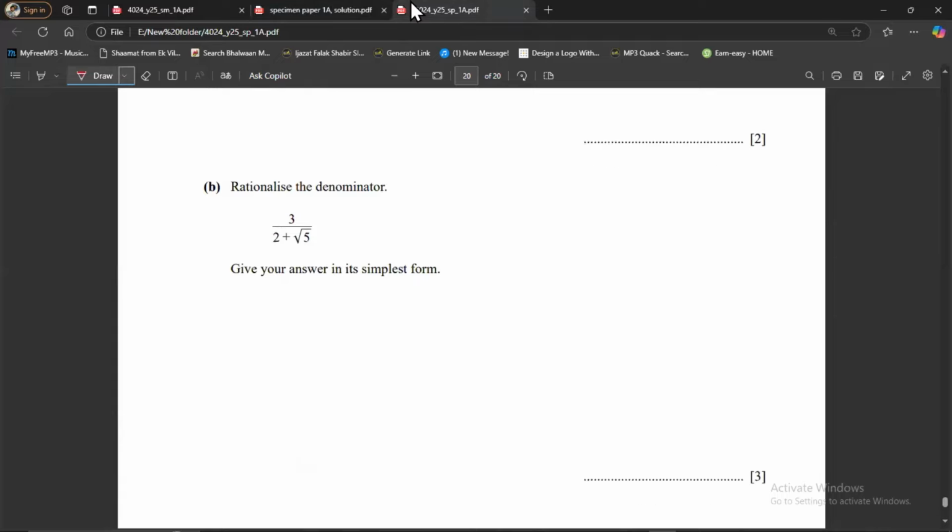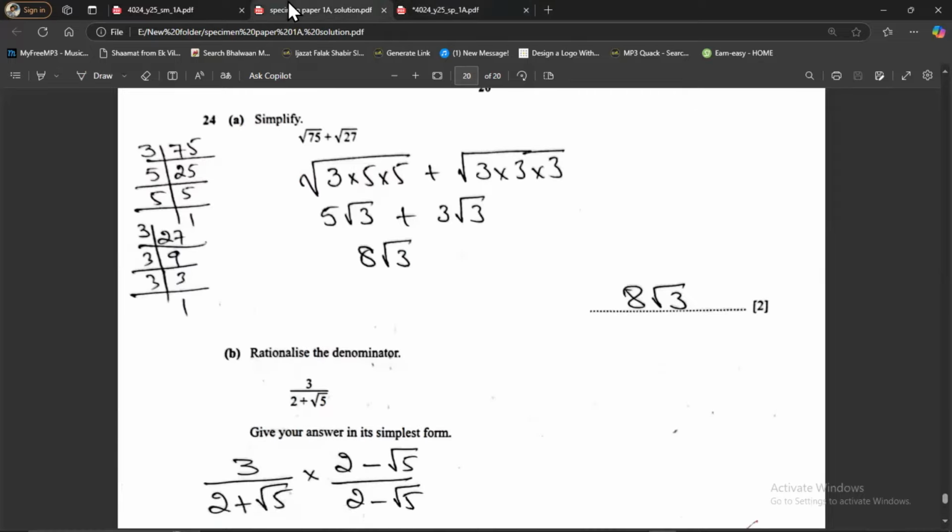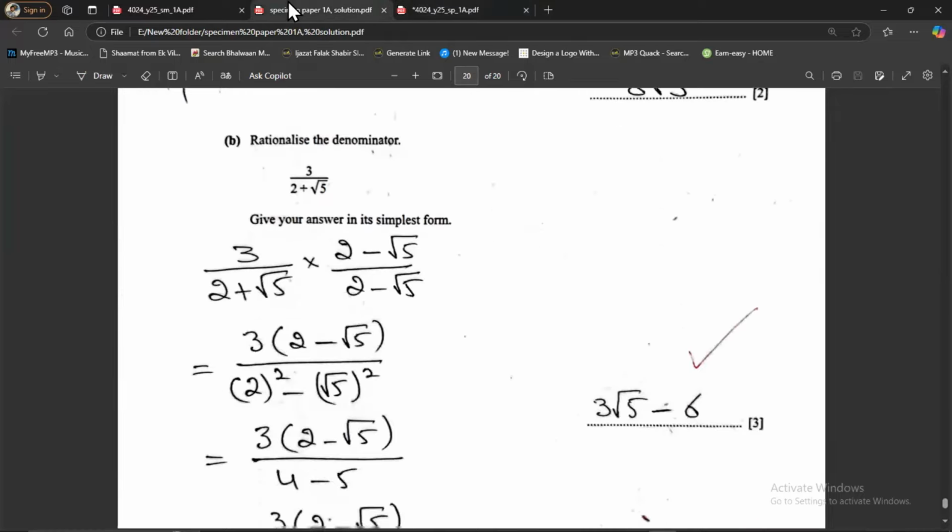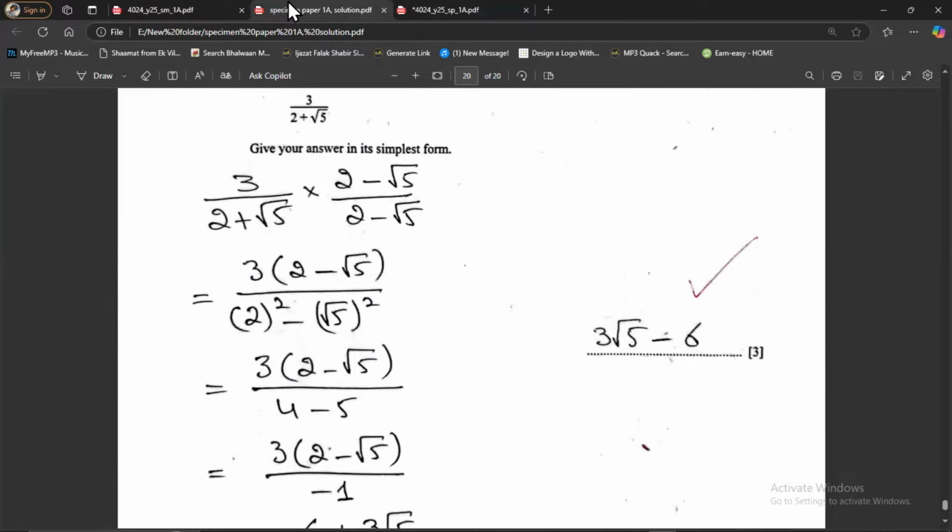rationalize the denominator. So 3 divided by 2 plus under root 5. When you want to rationalize this denominator, you change its sign, you multiply with it, and you divide with it. Let me show you. This is how the real rationalization is done. So I will multiply that expression 2 plus under root 5 with 2 minus under root 5 divided by 2 minus under root 5. You change its sign, you multiply with it, you divide with it.